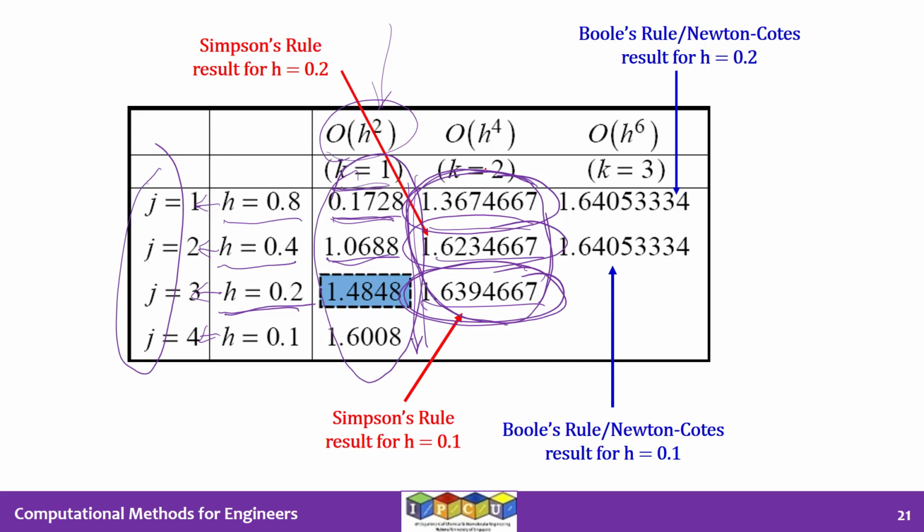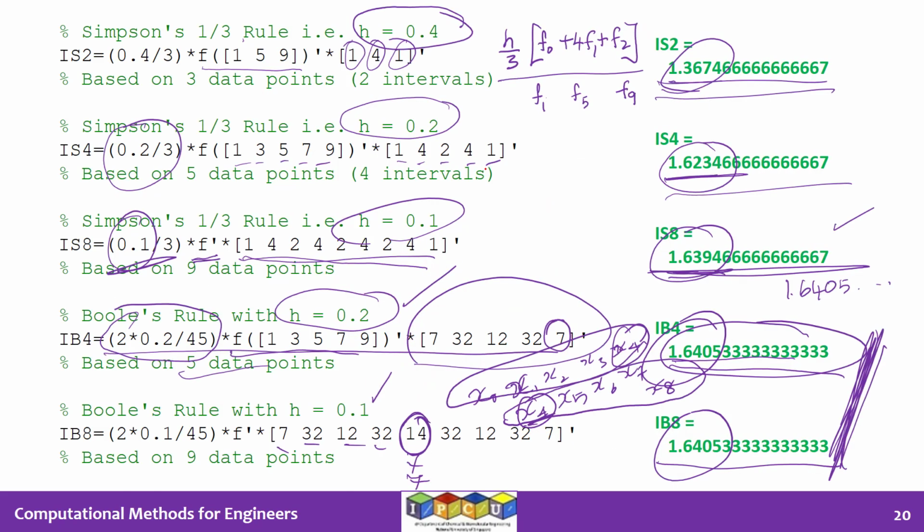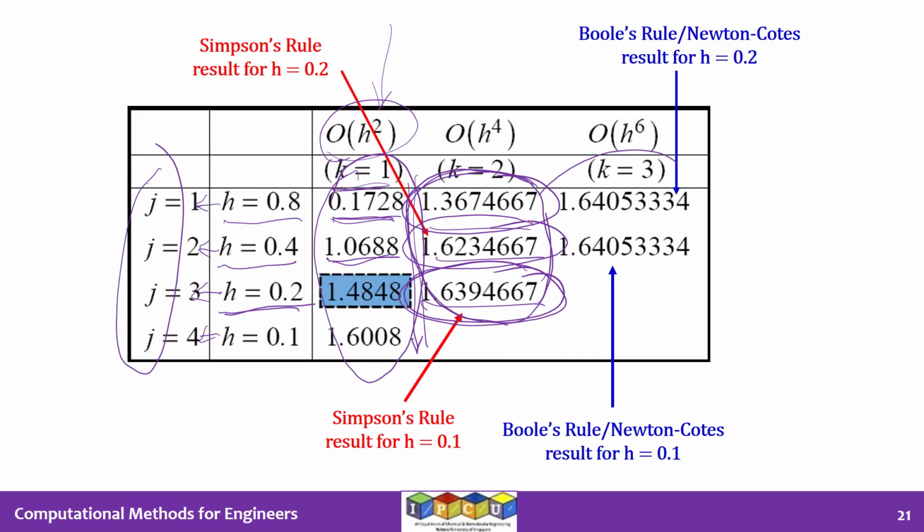So that's understood. Now the results from Boole's rule with h is equal to 0.2 and 0.1 are listed in this column. So this number is from h is equal to 0.1. This number is from h is equal to 0.2. These are the answers that we got by applying the individual rules, but we have just put them in the form of a matrix like this.